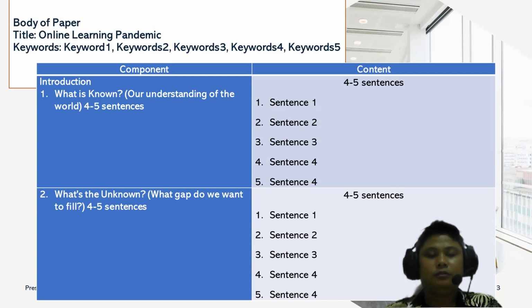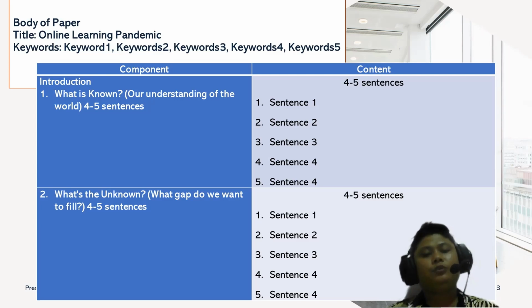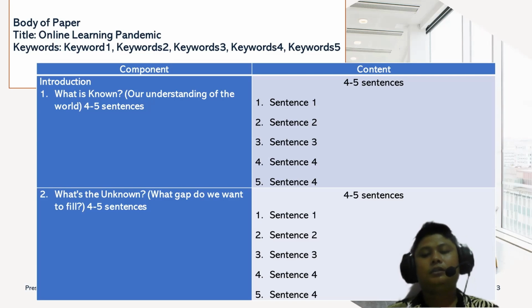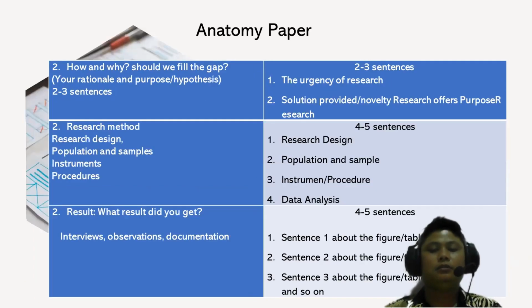We must have keywords, from one to five keywords. In the introduction, we can state what is known, our understanding of the topic, in four to five sentences. The next component is what is unknown. The unknown is the gap we want to fill. This consists of four to five sentences, connects to what is known, and identifies the gap this research or paper wants to fill.